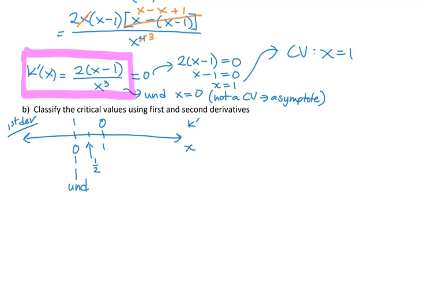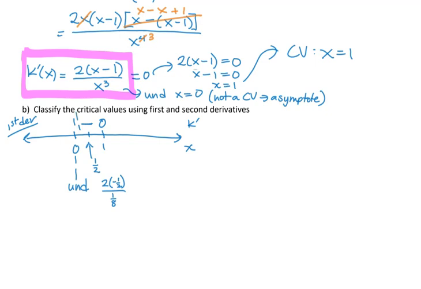When I plug into that simplified version of my first derivative, I get 2 times 1/2 minus 1, which is negative 1/2, divided by 1/2 cubed, which is 1/8. All I really care about is sign. So in the top, if I multiply, I'll get a negative number. And in the bottom, when I divide the negative by a positive, it stays negative. So it's negative between 0 and 1, which means the function is decreasing.